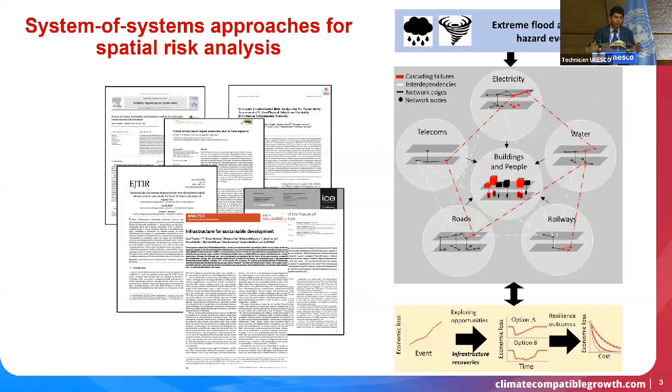In our group we have published a lot of work, and I'm happy to share it with colleagues who are interested. We have built frameworks around a system of systems approach for quantifying spatial risks. To give you a summary picture of this framework, it contains data and models that we build and collect of infrastructure centered around the built environment.